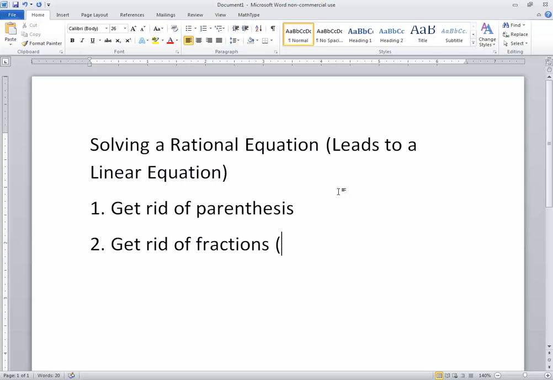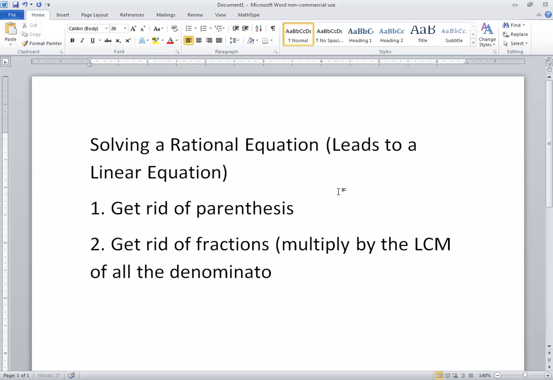Now how we get rid of fractions is we multiply by the LCM of all the denominators. Sometimes with the more complex rational equations you have to factor your denominators first to help you figure out what the LCM is.